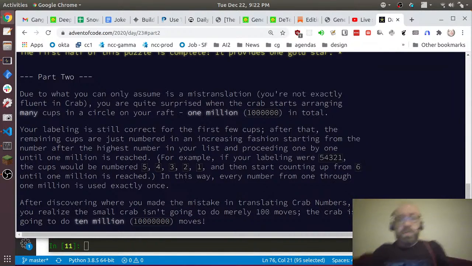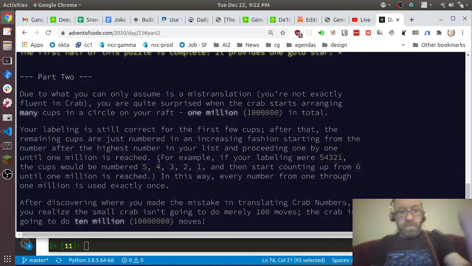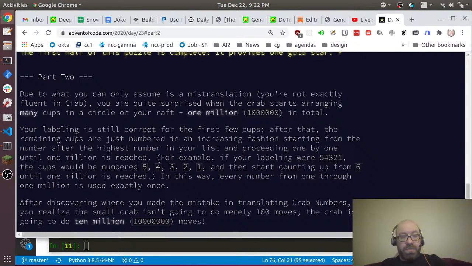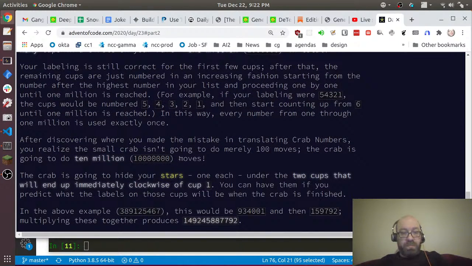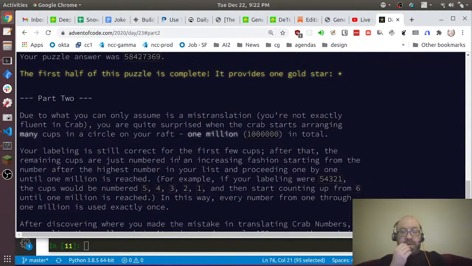For example, if you're leaving where 5, 4, 3, 2, 1 the cups are numbered, and then start counting from 6 until 1 million. So every number is exactly once. The crab is going to do 10 million moves. Okay, so obviously I don't want to do a million times a million operations. That will take too long.